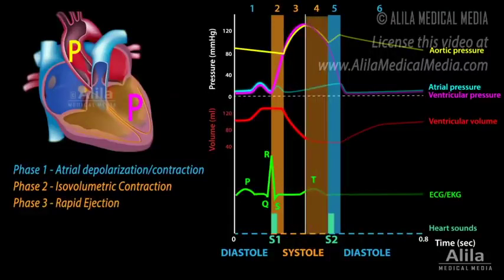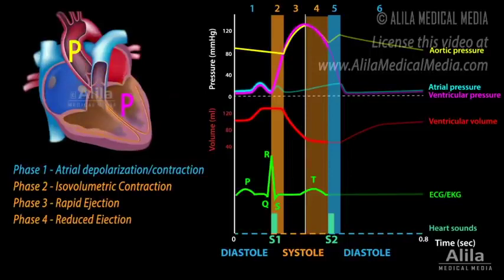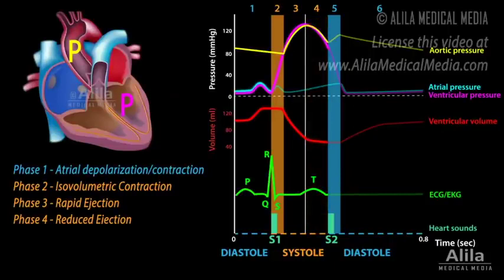As ventricular repolarization, reflected by the T wave, begins, ventricular pressure starts to fall, and the force of ejection is reduced. When ventricular pressures drop below aortic and pulmonary pressures, the semilunar valves close, marking the end of systole and the beginning of diastole. Closure of the semilunar valves produces the second heart sound, S2.